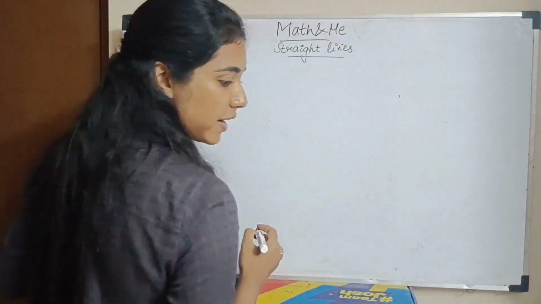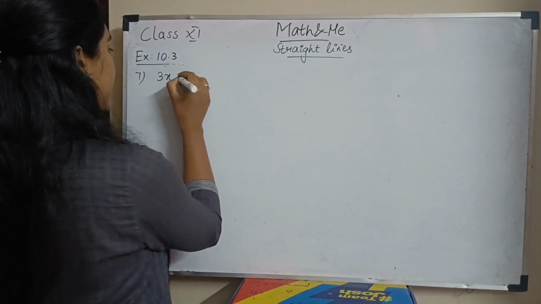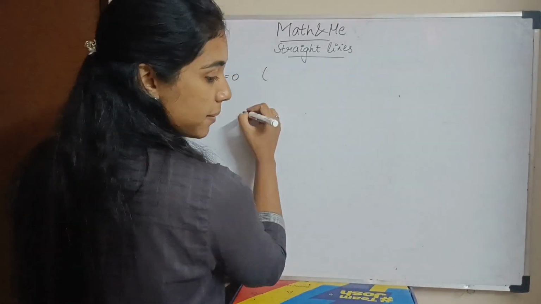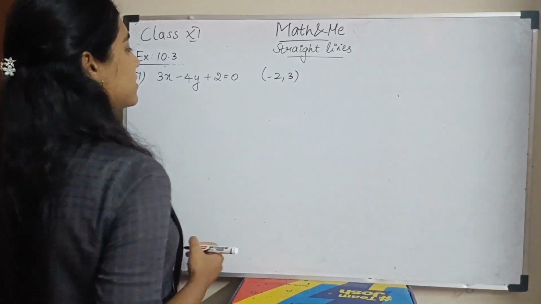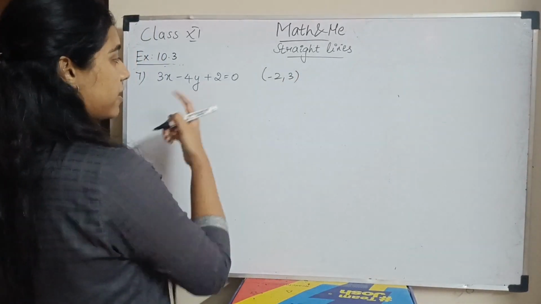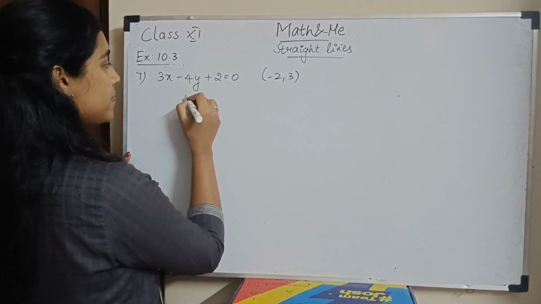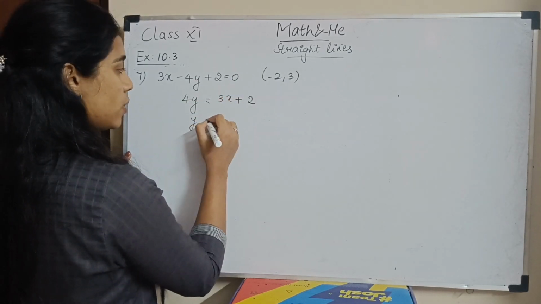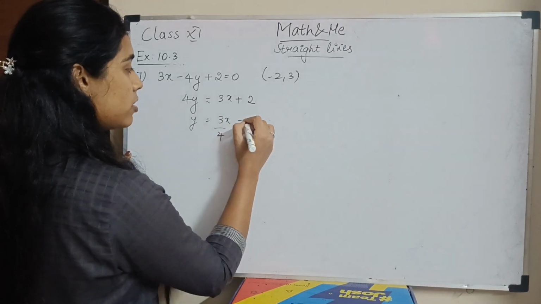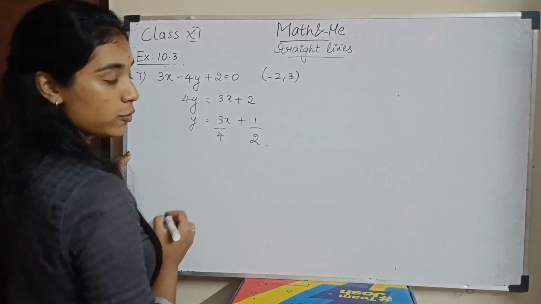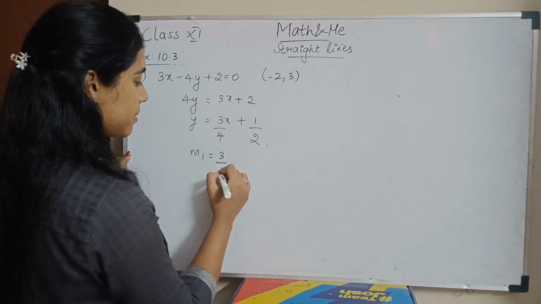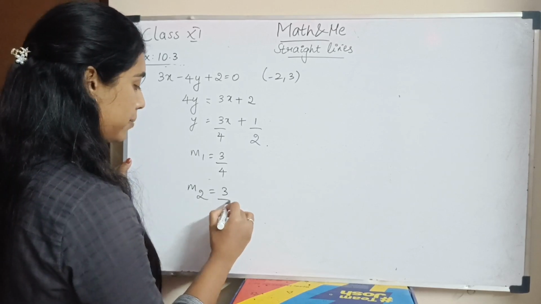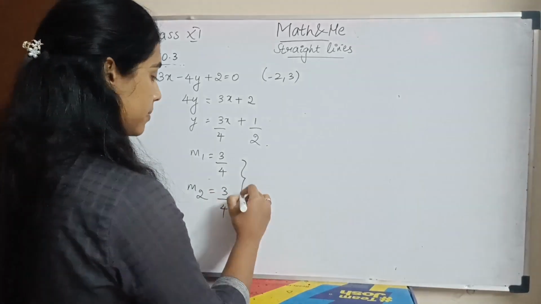Question number 7. Find the equation of the line parallel to the line 3x minus 4y plus 2 equals 0 and passing through the point minus 2, 3. So they are saying the line passes parallel to this. So let us find the slope of this line. You have 4y equals 3x plus 2. Y equals 3x by 4 plus 2 by 4, which is 1 by 2. So what is the slope here? 3 by 4. They say that the two lines are parallel. So M2 will also be 3 by 4 because they are parallel lines.